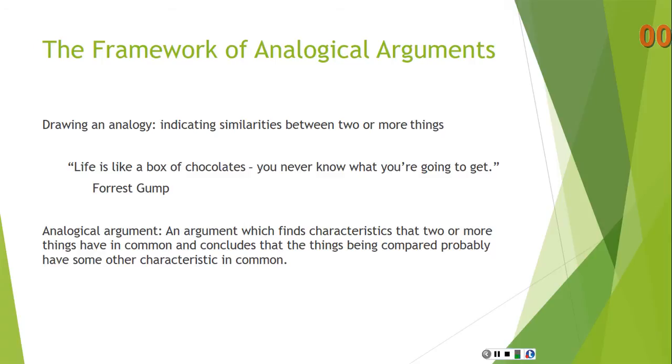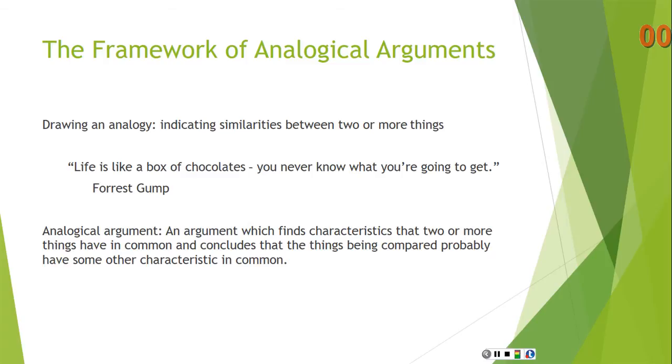So when Forrest Gump says life is like a box of chocolates, you never know what you're going to get, he's comparing life to a box of chocolates and saying they're similar in this respect. With a chocolate, you might get a nutty one, you might get one full of nougat. With life, you might get a great job, you might have a kid, you might go on a trip. You never know what you're going to get. At any rate, to draw an analogy is to just indicate similarities between two or more things.